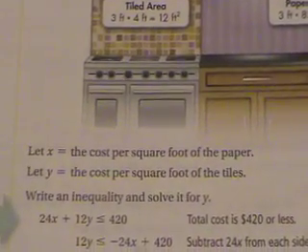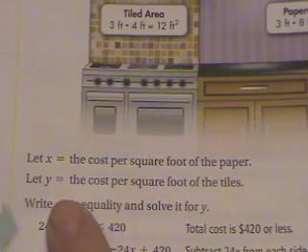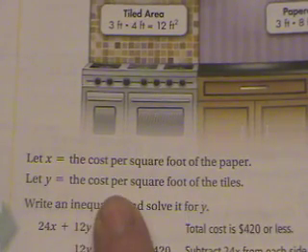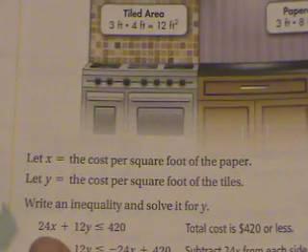And let's take a look at the variables we have. X is going to be the cost per square foot of paper. Y is going to be the cost per square foot of tiles. Write an inequality: 24x + 12y ≤ 420.